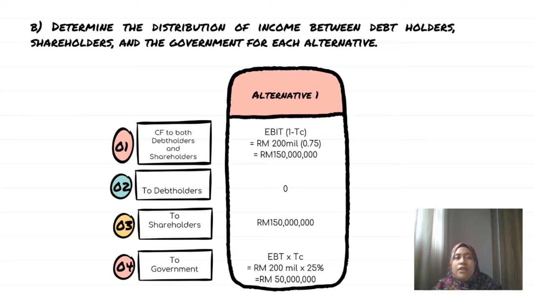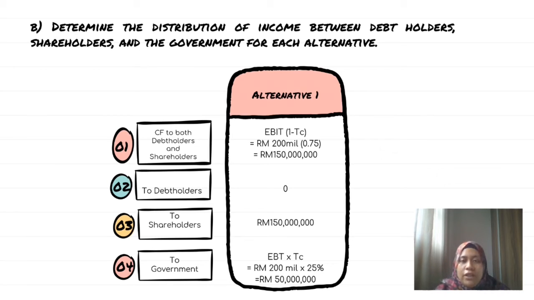First, we must determine the cash flow to debt holder and shareholder. Second, after we find the cash flow, we must prioritize the debt holder. And the third is the balance. After we give the cash flow to the debt holder, the balance we will give to the shareholder. And the fourth is how we find the distribution for the government.